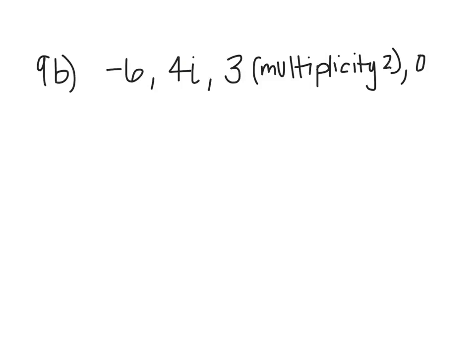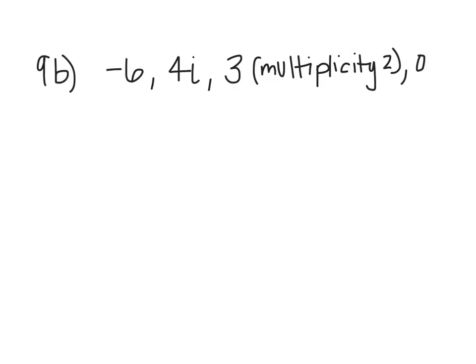So somewhere in your notes, just write, we have a problem. I called it problem 9b because we already had problem 9s. This is 9 part 2, I guess. We have zeros of -6, 4i, 3 with a multiplicity of 2, and 0. And we're mainly focusing on the beginning today is what this word multiplicity means.